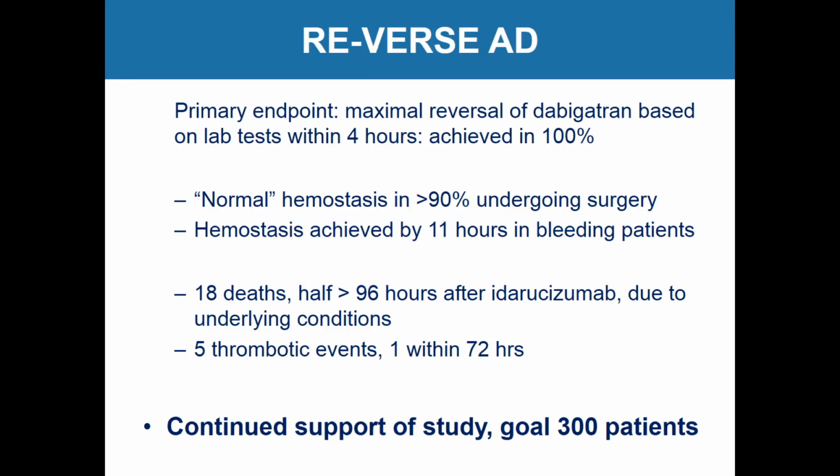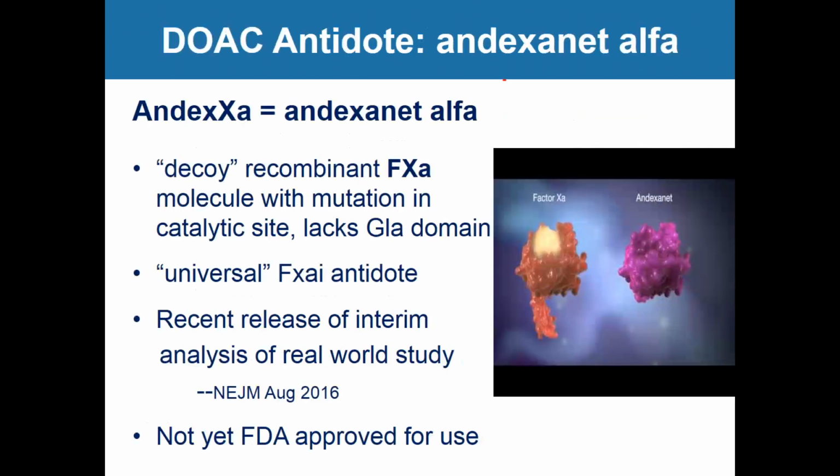There's continued support of this study with a goal to accrue 300 patients. The next antidote to the direct oral anticoagulants, or new anticoagulants, is andexanet alfa. Andexanet targets factor Xa inhibitors, which include apixaban, edoxaban, and rivaroxaban.